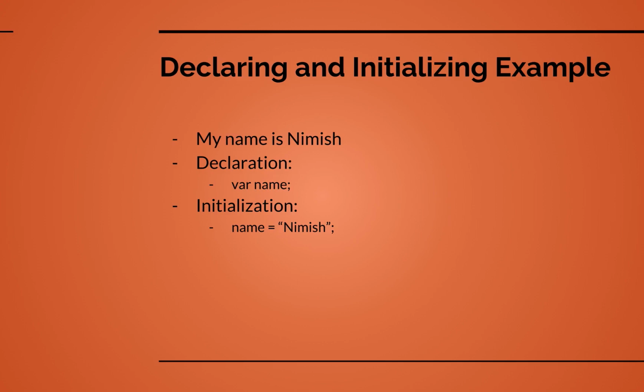Okay, so let's take a look at a quick example. We'll just take the first part of that previous example, my name is Nimish. Okay, so we have a variable name and we have the value of Nimish. Well, if we break this down into declaration and initialization, for the declaration, we just get variable name. We haven't assigned a value yet, but we're just creating the variable. And then later on, the initialization is saying name is equal to Nimish. So there we're taking that variable we created and we're giving it the value of Nimish. So usually we can break it into the two steps like this, or we can do it all at once. It depends on the context a bit.